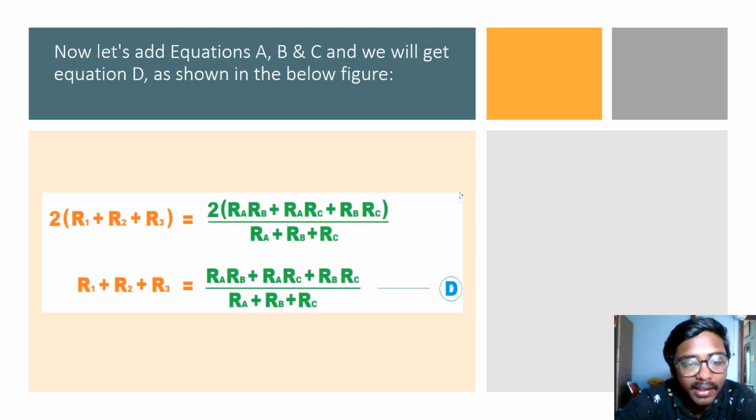Now let's add equations A, B and C, and we will get equation D as shown in the below figure. 2 into (R1 plus R2 plus R3) equals 2 into (RaRb plus RaRc plus RbRc) by (Ra plus Rb plus Rc). Then we get R1 plus R2 plus R3 equals (RaRb plus RaRc plus RbRc) by (Ra plus Rb plus Rc), because the 2 will be cancelled on the LHS and RHS.